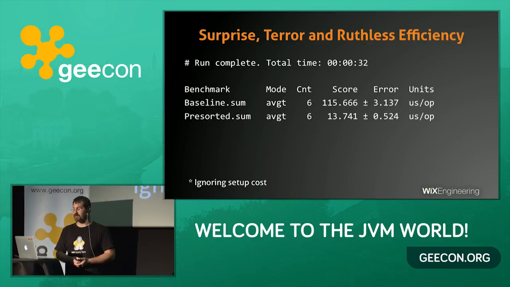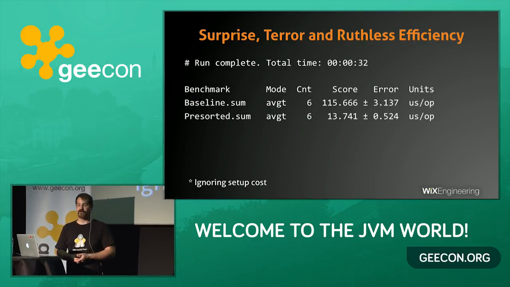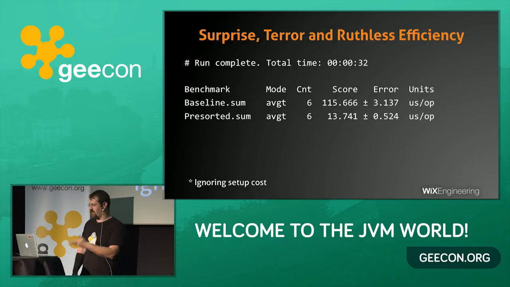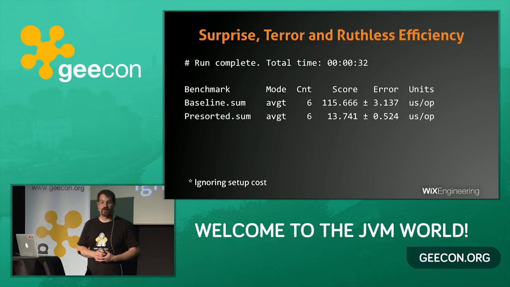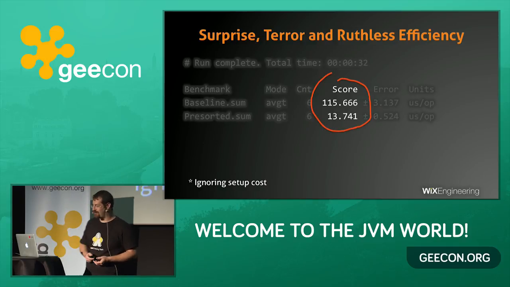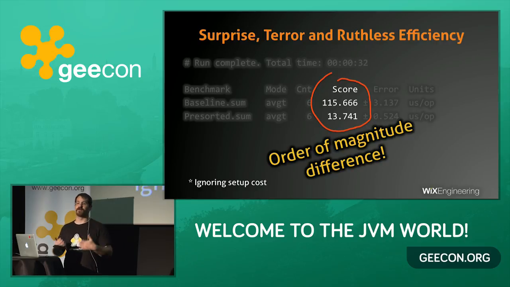But first of all, let's look at the results. This is the result of a JMH benchmark. The code is on GitHub, and the link will be at the end of the presentation if anyone's interested. You can see that the baseline version takes about 115 microseconds per iteration of the loop, whereas the sorted version takes 13. So we have an order of magnitude difference in performance.